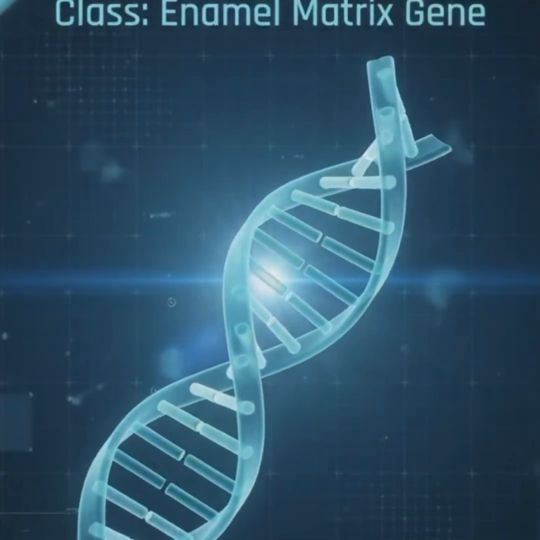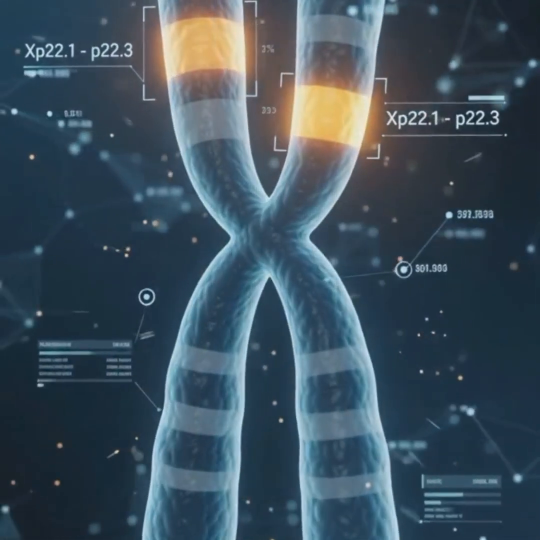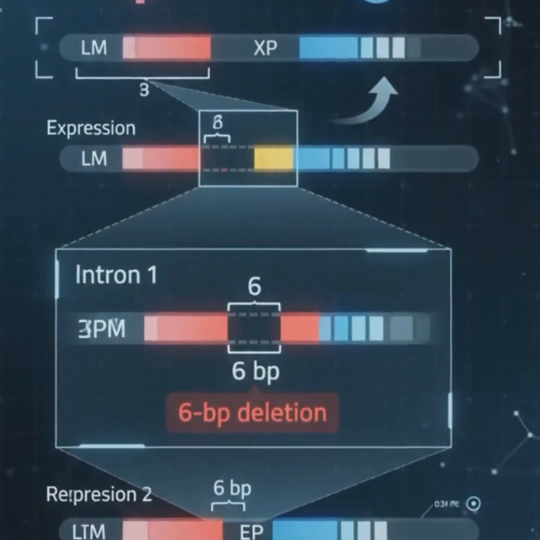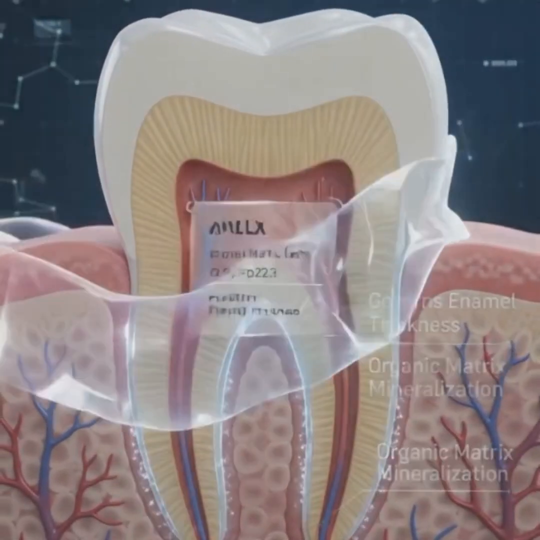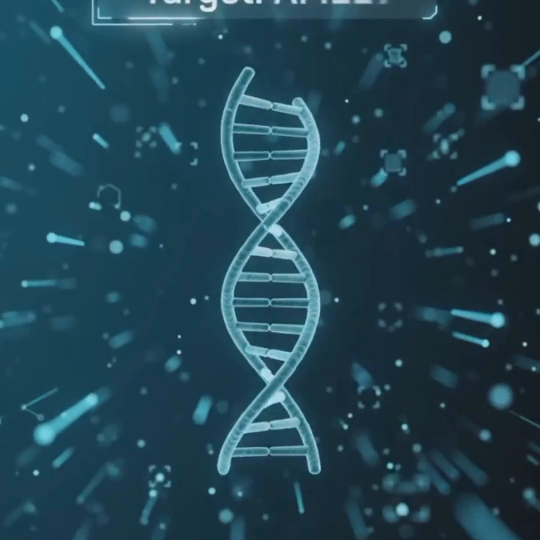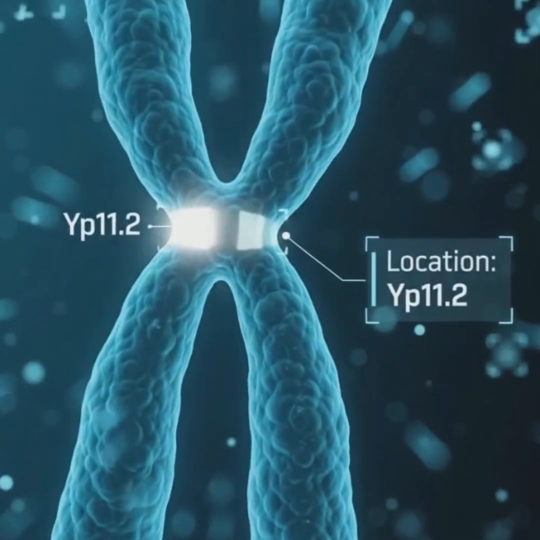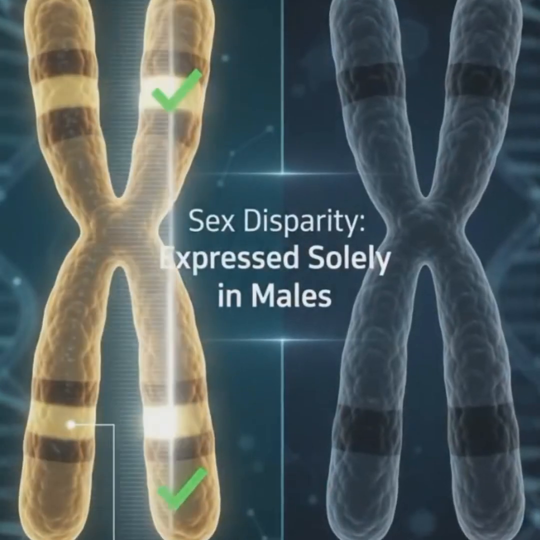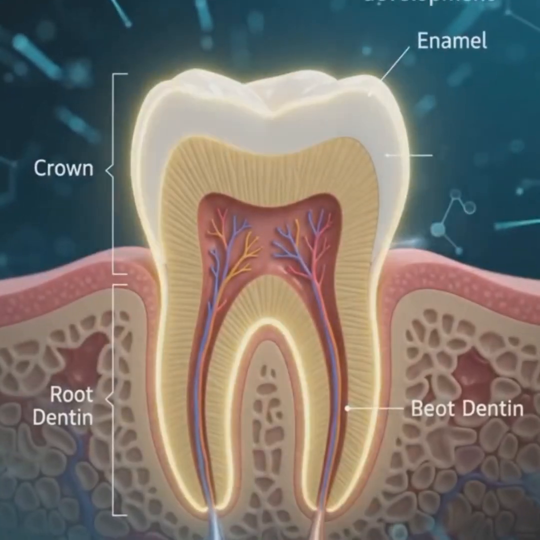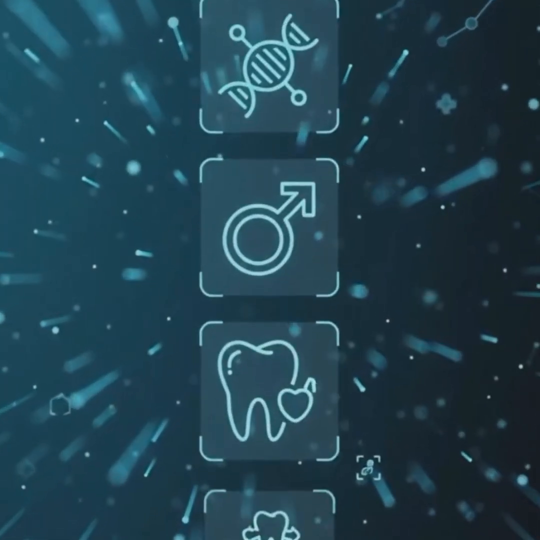AMELX is a critical enamel matrix gene. It is located on the short arm of the X chromosome, and a deletion helps in sex profiling. It governs enamel thickness and mineralization. AMELY is an enamel matrix gene. It is found on the short arm of the Y chromosome. This gene promotes enamel and dentin development.